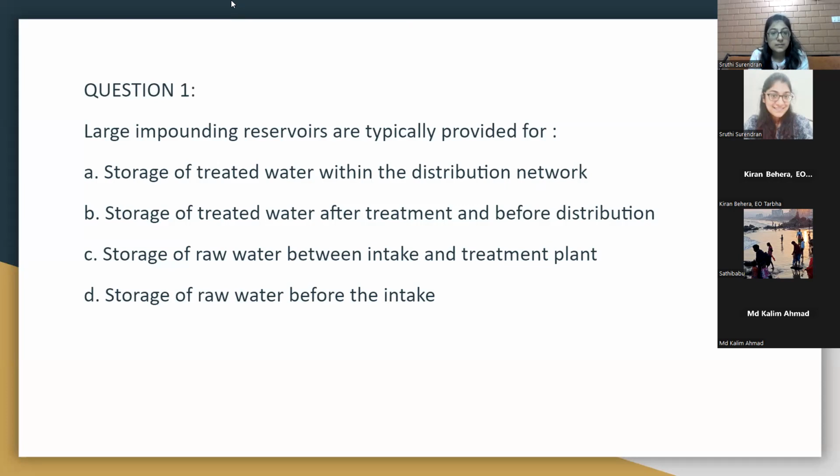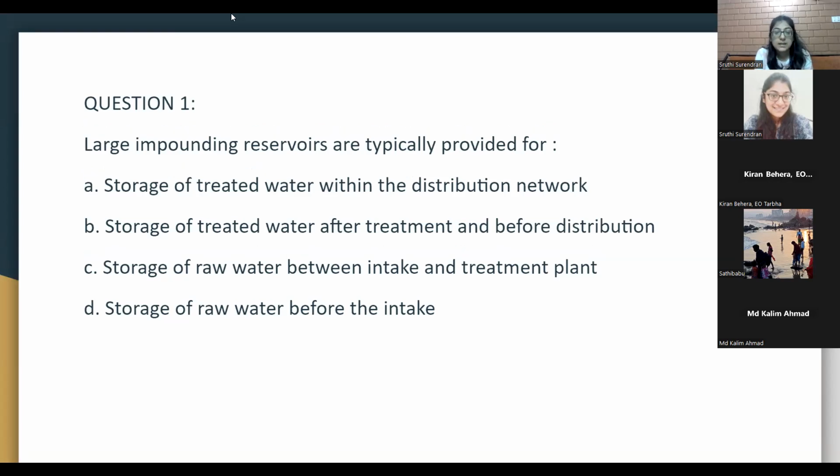Large impounding reservoirs are typically provided for storage of treated water within the distribution network? Is it for storage of treated water after treatment and before distribution? Or is it for storage of raw water between intake and treatment plant, or storage of raw water before the intake?